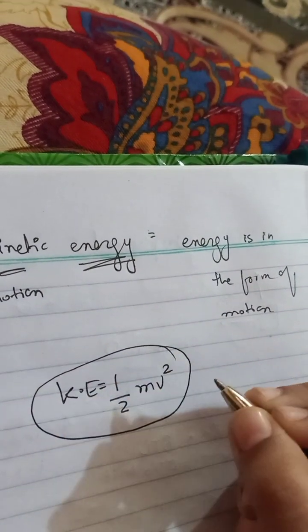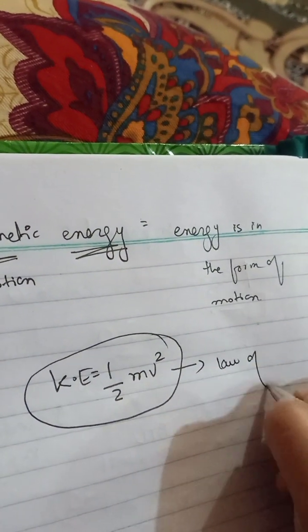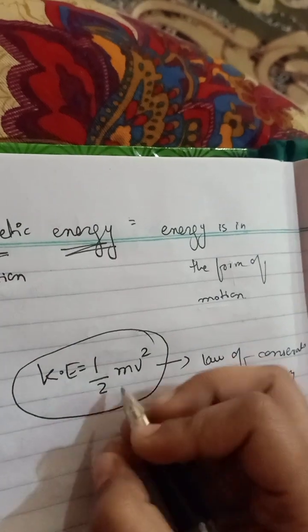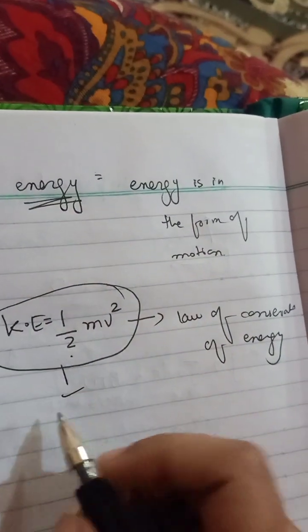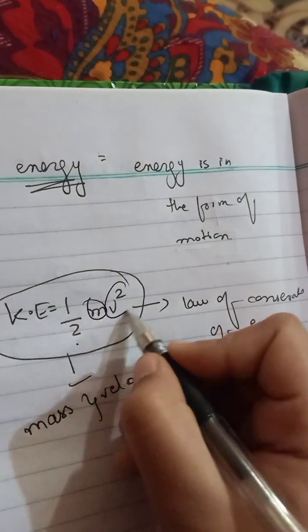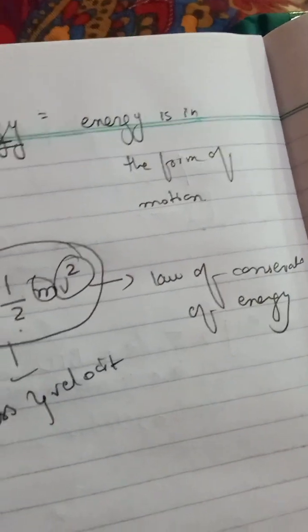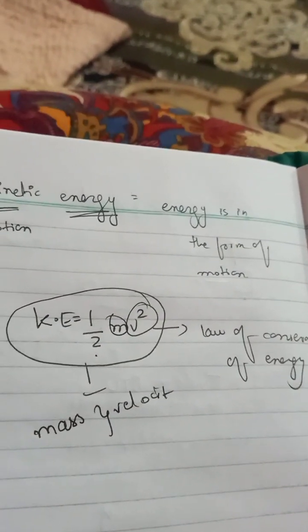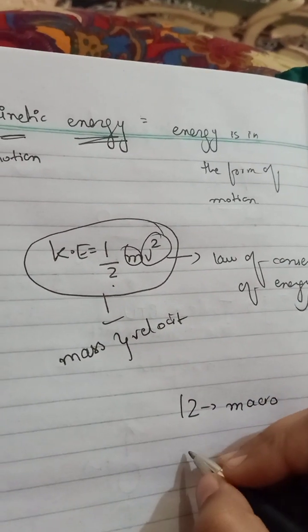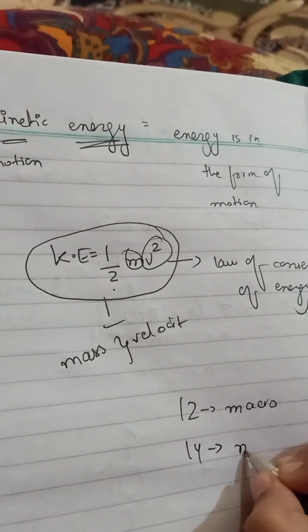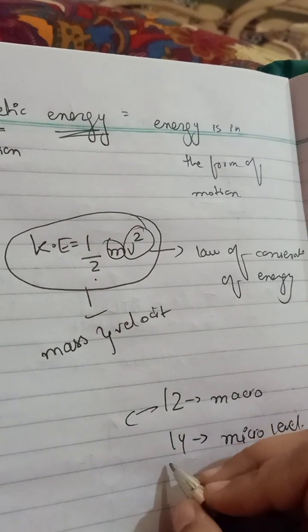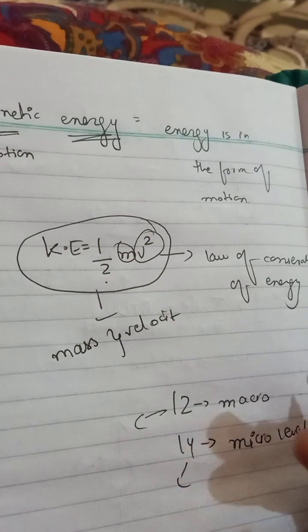We are going to prove this with the help of the law of conservation of energy. It depends upon the mass and the velocity. Let's see how. One thing I want to tell you is that there are 24 types of energy. 12 are at the macro level and 14 at the micro level. You can take the example of light energy, heat wave, translational energy, vibration energy.